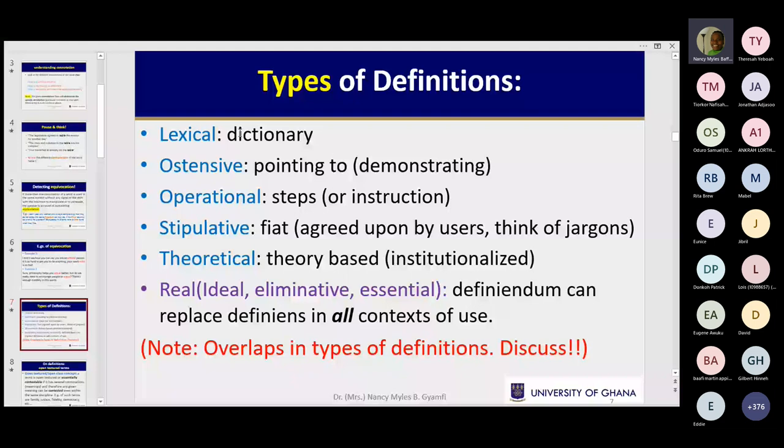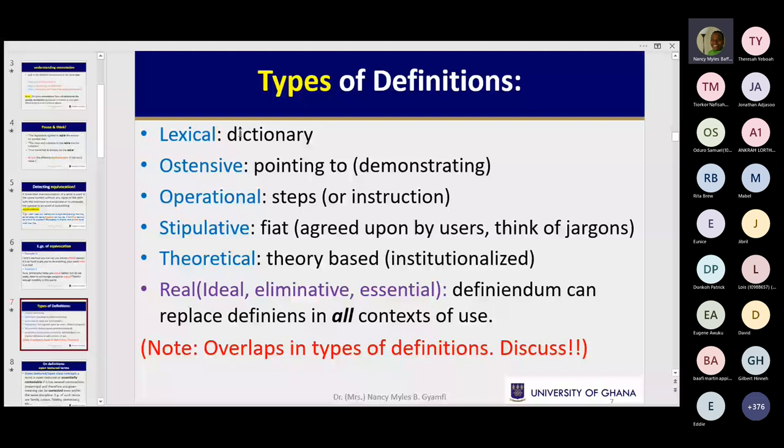Okay, then operational, then you give the steps to follow or instruction. You are instructing on how you will arrive at the definiendum. Okay, so it's that type of definition where you give steps that one can follow to get to what the meaning is. Remember, definition is what? An unknown word. Then you are using the known to get to the unknown. The unknown is the definiendum.